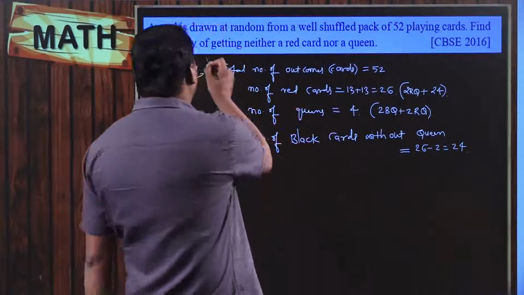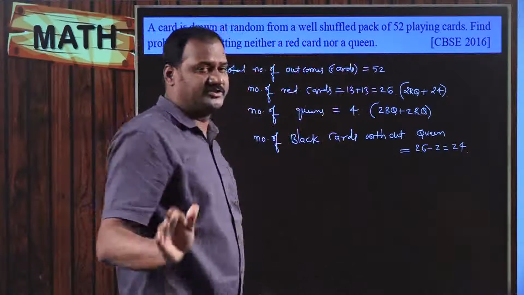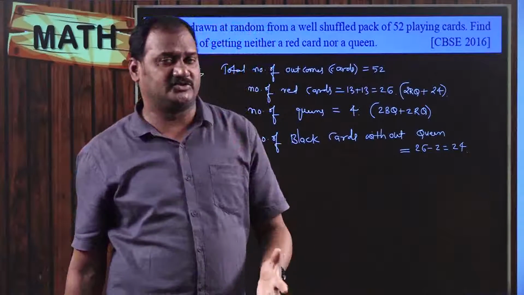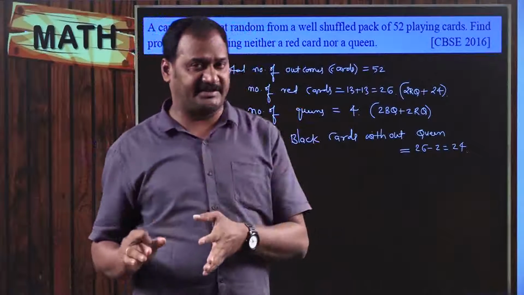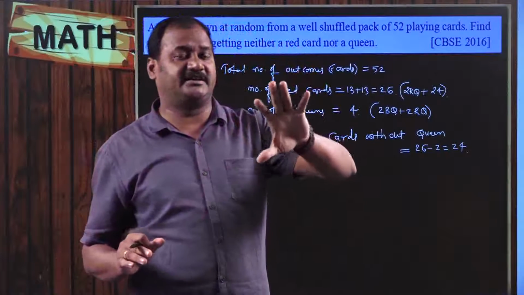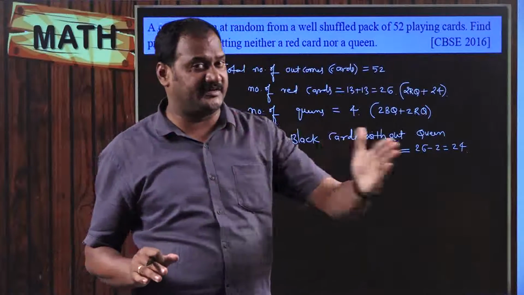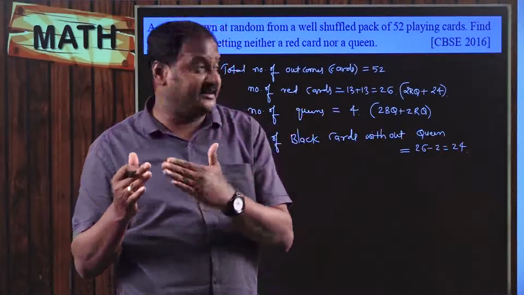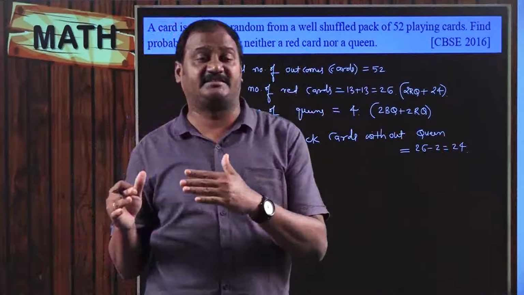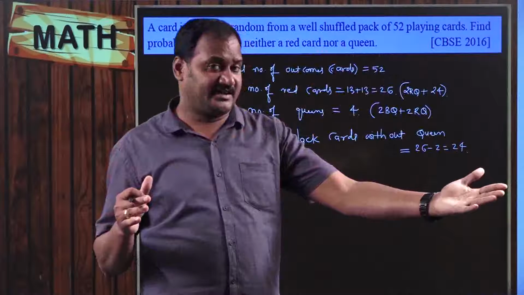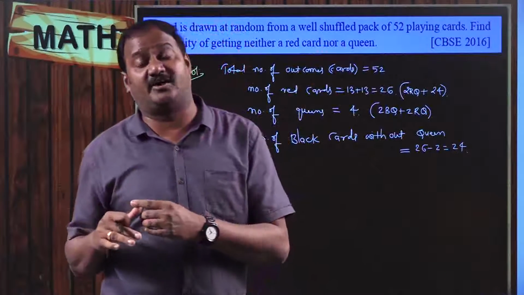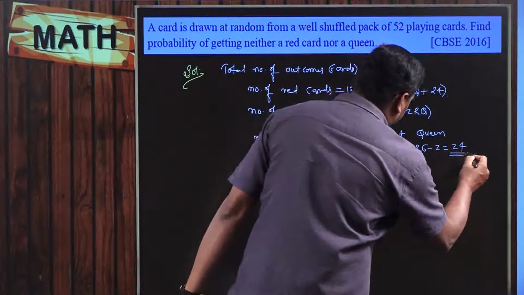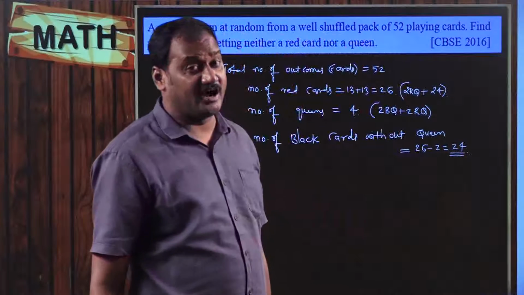So according to the problem, the probability of getting neither a red card nor a queen, we should not get a red card, and it should not be a queen also. So you will have to remove all red cards as well as all queens. There are totally 13 plus 13 equal to 26 red cards we are removing. Out of the remaining 26 black cards, there are 2 queens that we are removing. So that gives the total number of cards which are neither red cards nor queens.